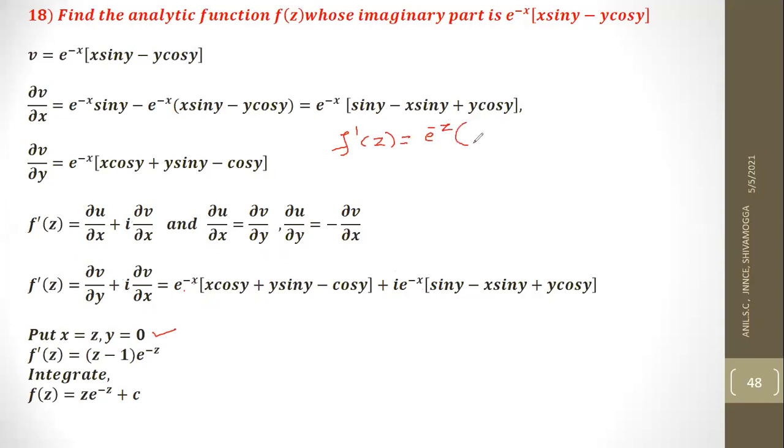E power minus z into x is z and y is 0. Therefore, z into cos 0 is 1, so we get z. Y is 0, 0 into anything is 0. Minus cos 0 is 1. And here sin 0 is 0, y is 0. Therefore, this entire imaginary part will be 0. We get f dash z is equal to z minus 1 into e power minus z.